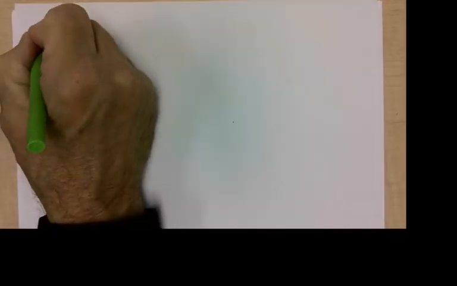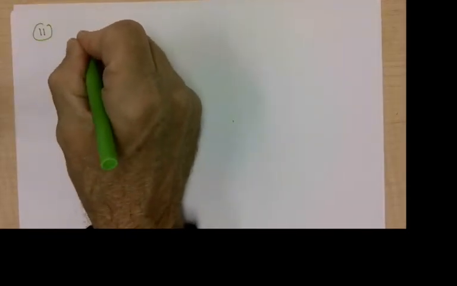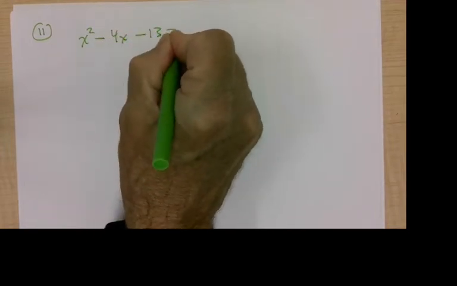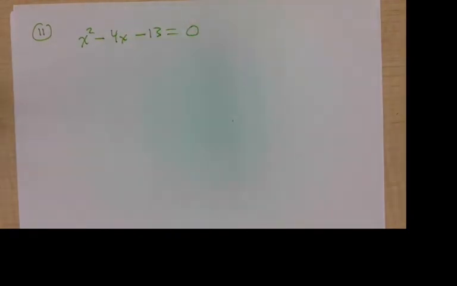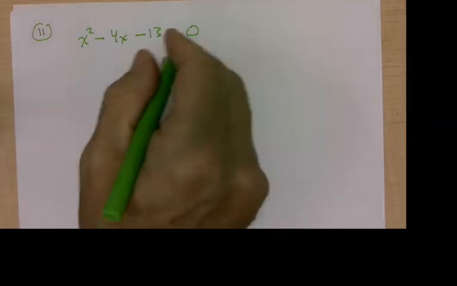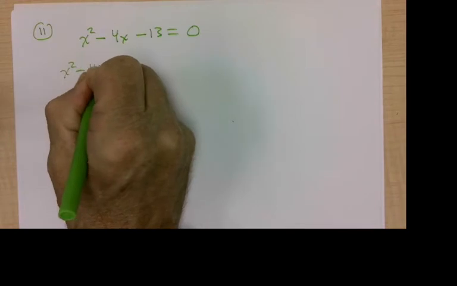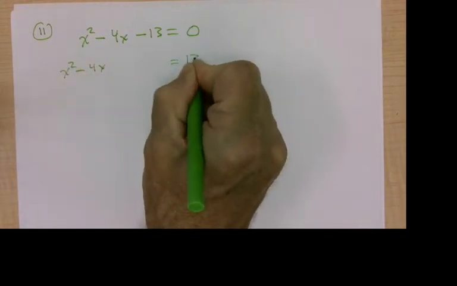We want to complete the square for x squared minus 4x minus 13 is 0. Our goal is to complete the square, so we're going to add 13 to both sides. So I get x squared minus 4x equals 13. Now we need to complete the square. So how do I do that?